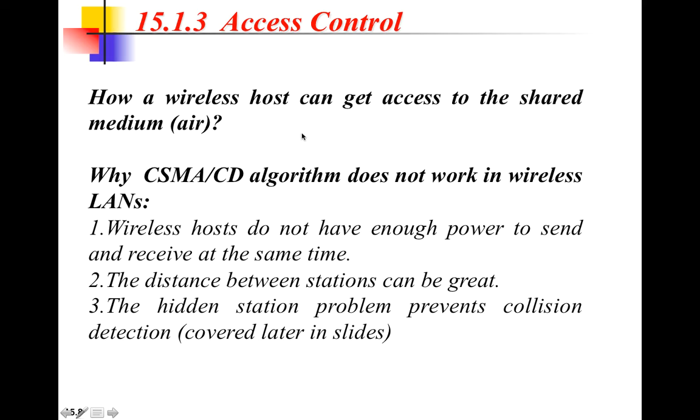Now, we have in wireless networks CSMA CA. We have a variation of CSMA, which is carrier sense multiple access with collision avoidance. In wired networks, if you remember, we had used CSMA CD, carrier sense multiple access with collision detection. But in this case, in wireless networks, we can't use CSMA CD. We have to use CSMA CA instead.